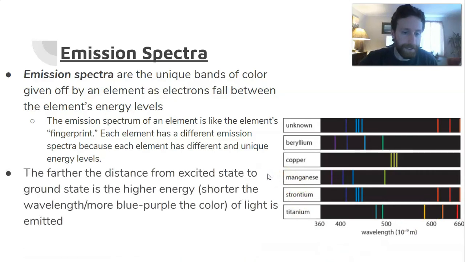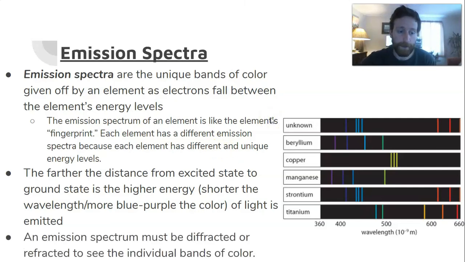The farther the distance from excited state to ground state is, the higher the energy of the light emitted. And what that means is a higher energy photon is going to have a shorter wavelength. It's going to be more frequent. And for visible light, that means it'll be more on the blue or purple end of the spectrum. We'll see an example of that in just a minute.